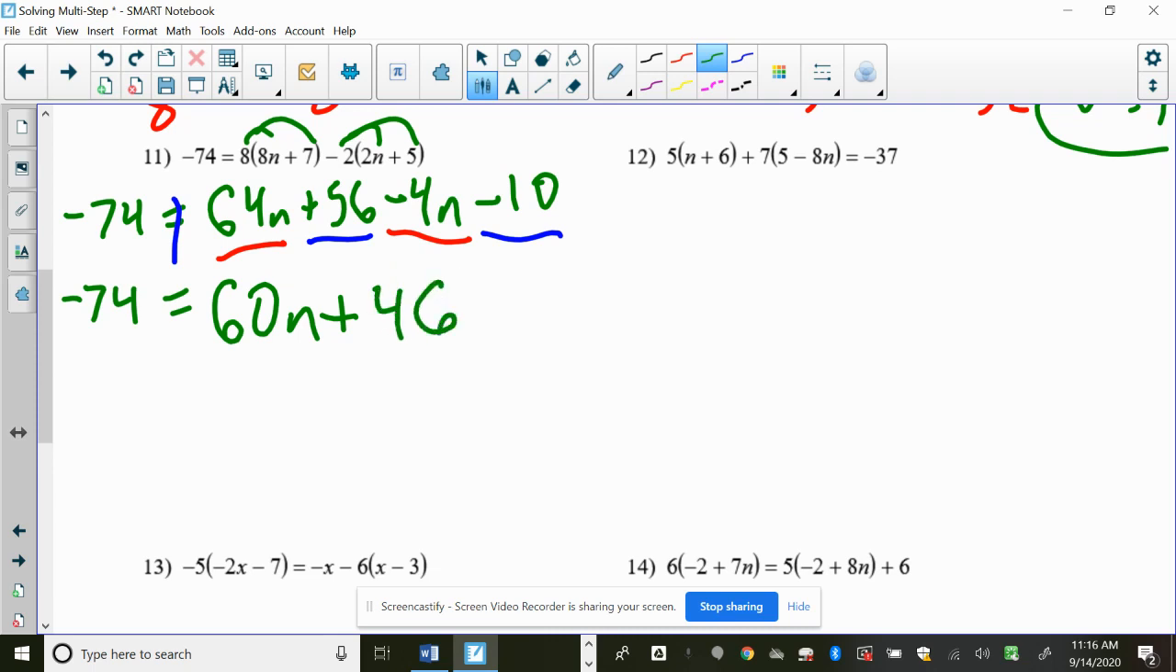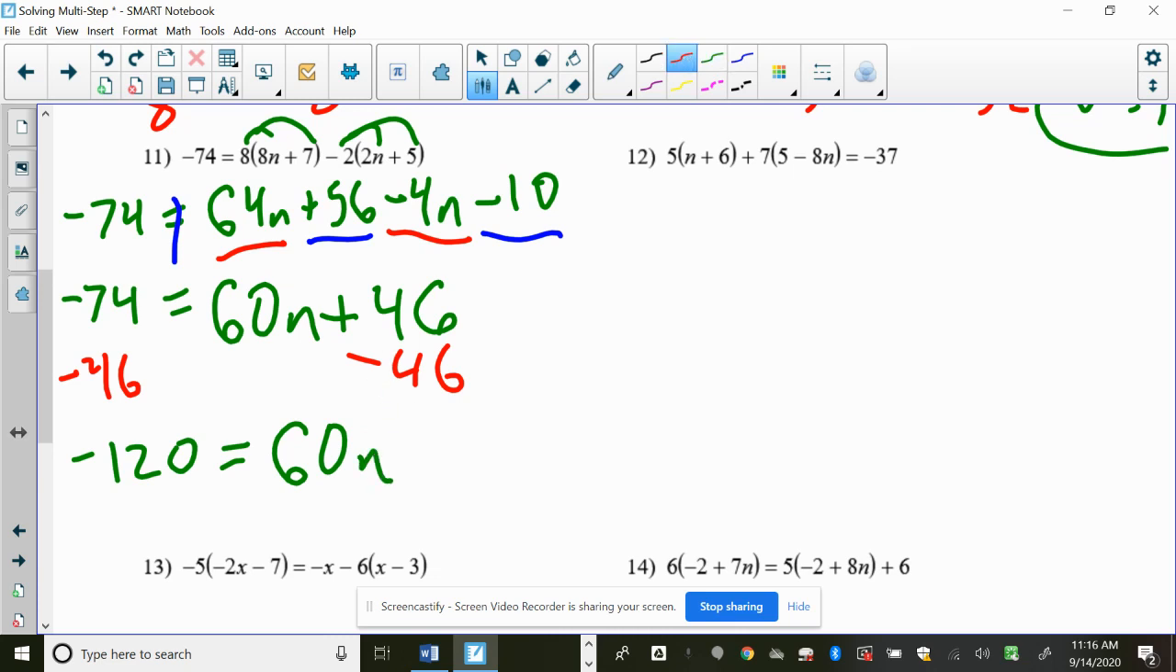Okay. So now we're all the way to the point where from here it's like yesterday. We subtract 46 on both sides. So negative 74 minus 46, it's negative 120 equals 60n. Finish this problem up by getting rid of the 60. So divide both sides by 60. Get n equals negative 120 divided by 60, negative 20. Oops, sorry, negative 2. My fault. N equals negative 2.